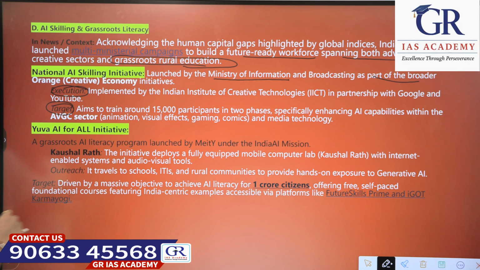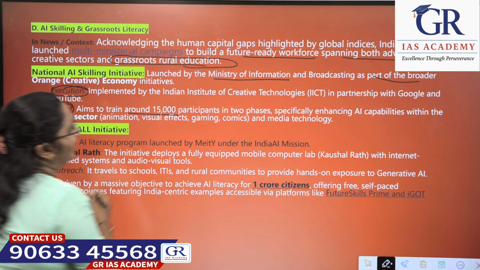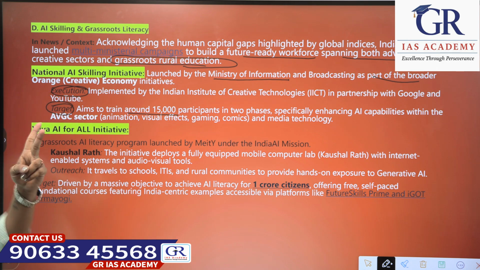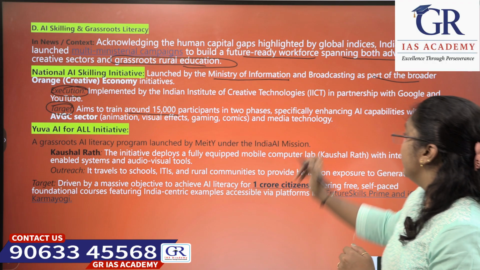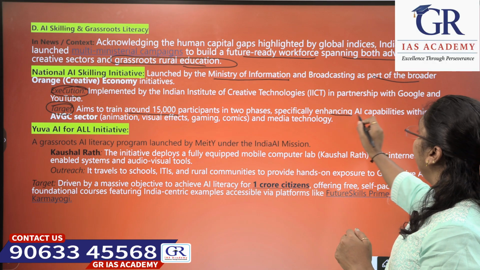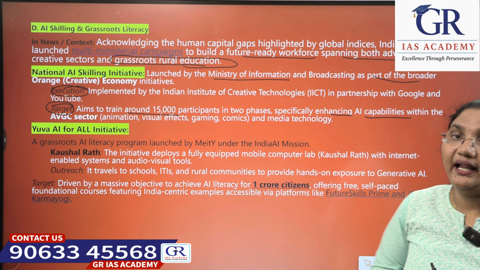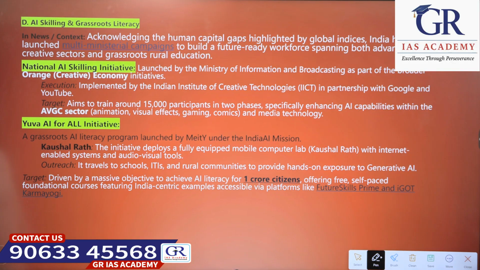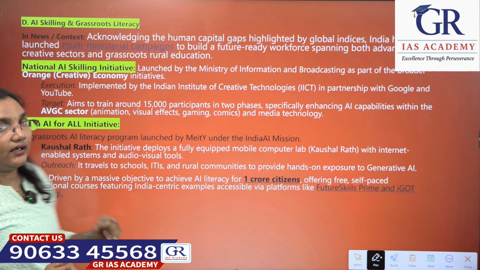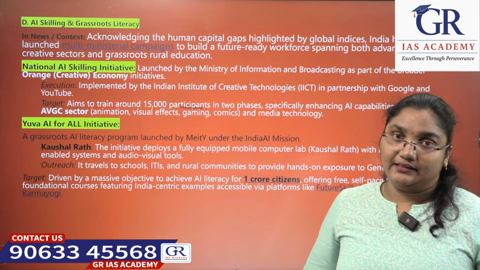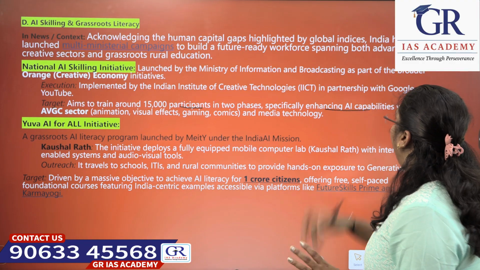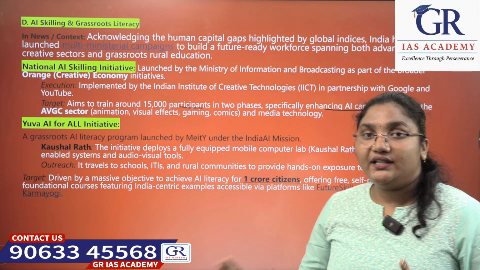Next, what is the target? The target is to train around 15,000 participants in 2 phases, specifically enhancing AI capabilities within the AVGC sector. What is the target of the National AI Skilling Initiative? The target is to train around 15,000 participants in 2 phases, specifically enhancing AI capabilities within the AVGC sector.